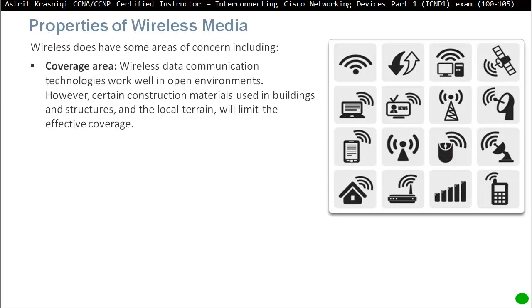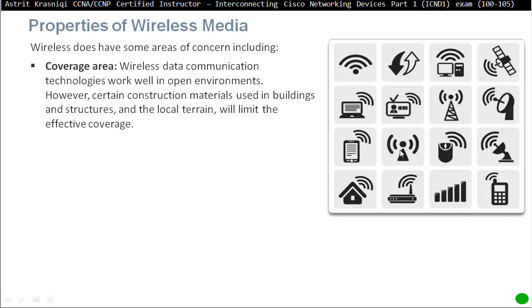Now wireless media. As we see these signs anywhere, if we go around and we see this sign, we know there's wireless availability there. Now when you use wireless, we have some concerns. One of the main concerns is coverage area. How far can you go with a wireless device?